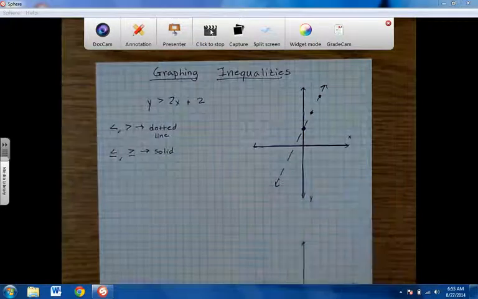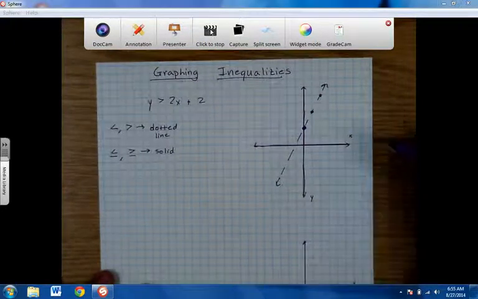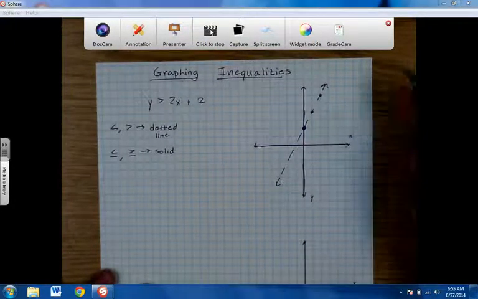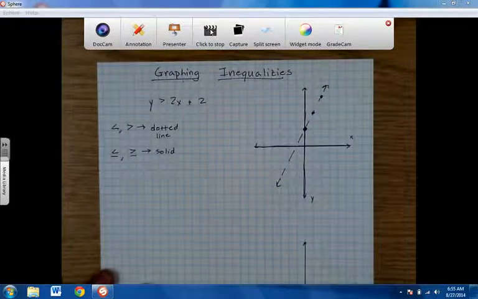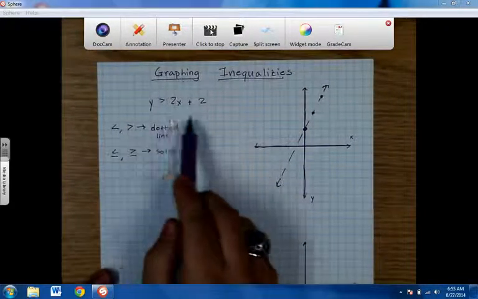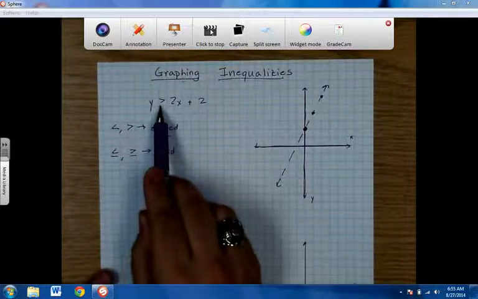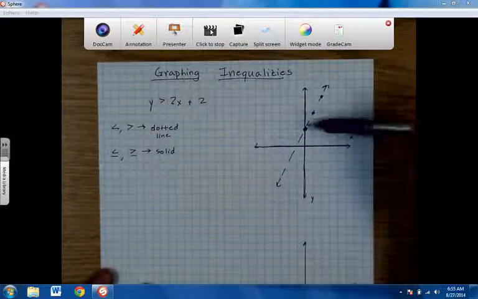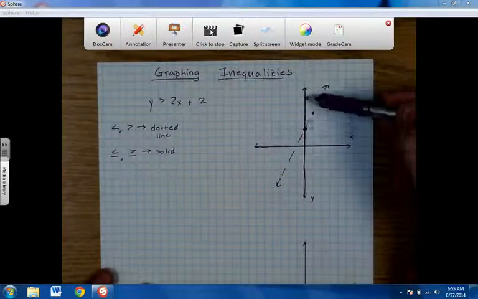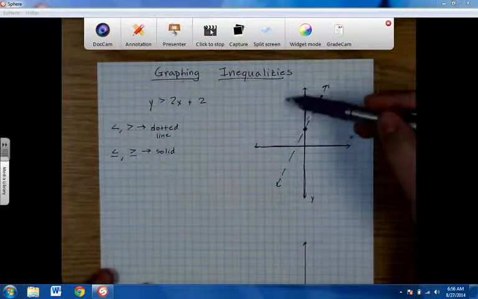The next thing we have to do is shade our graph. There's two ways to think about shading. The first is you can look at your equation and see that the values of y are greater than your line. So all my y values greater than my line, which would be above the line.